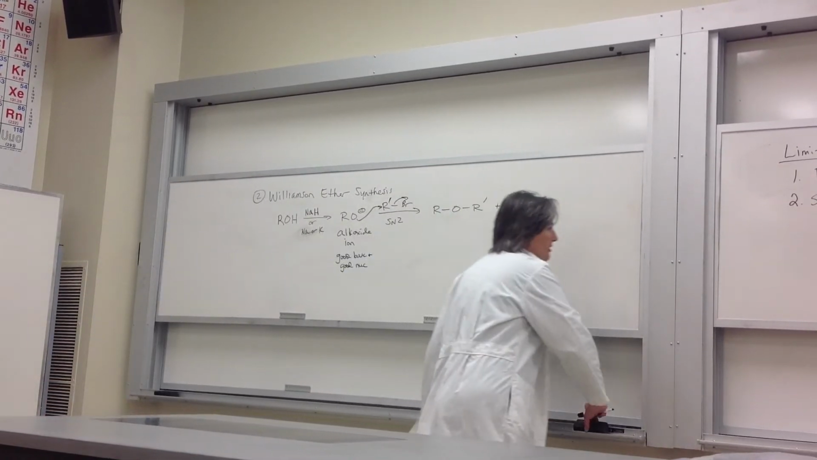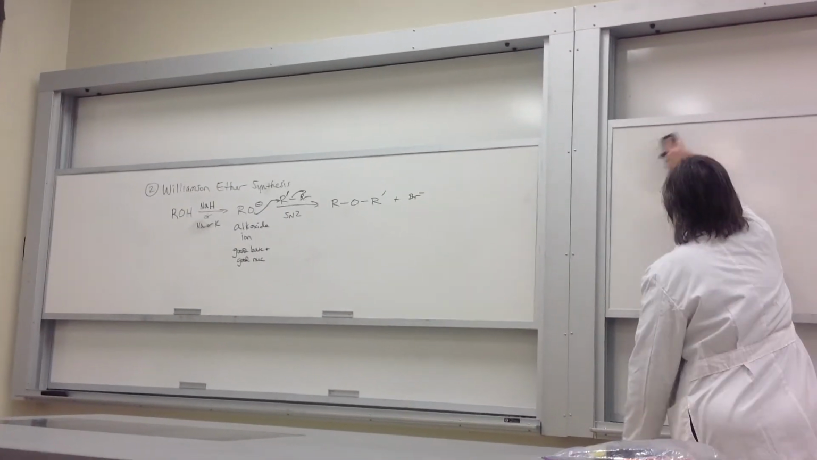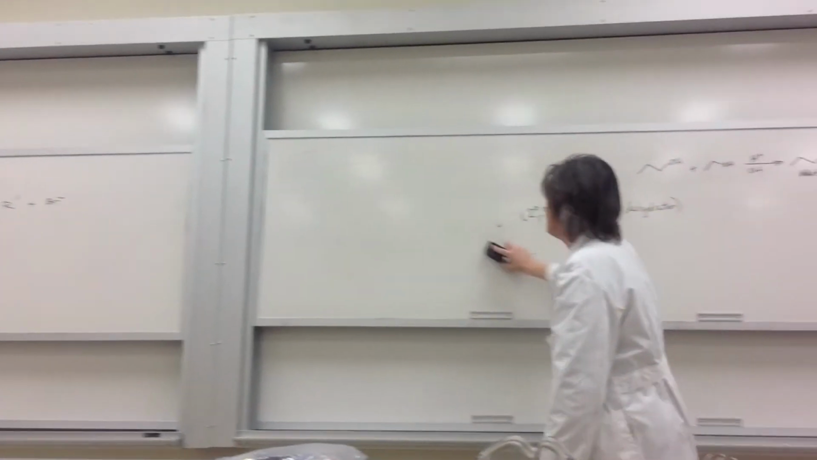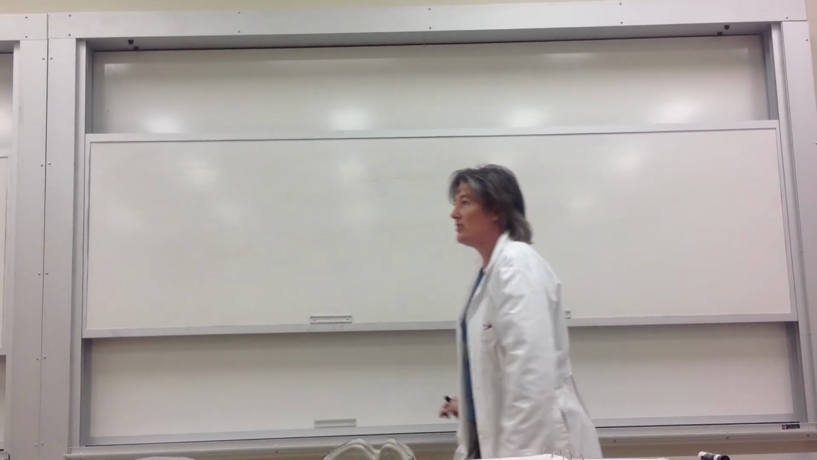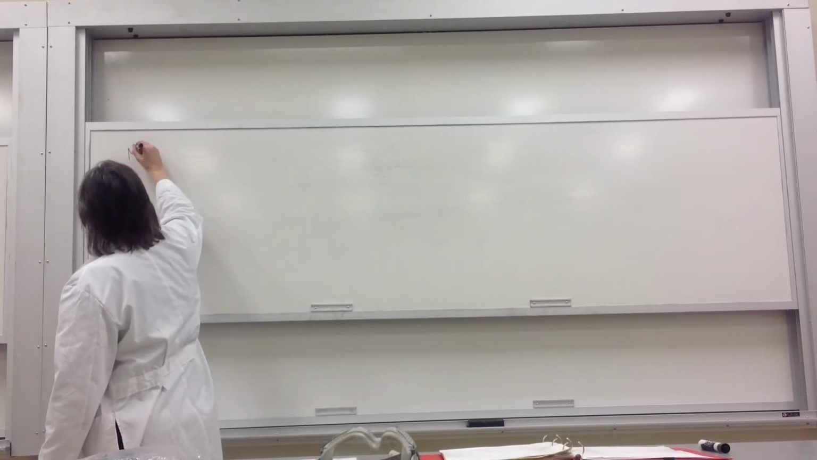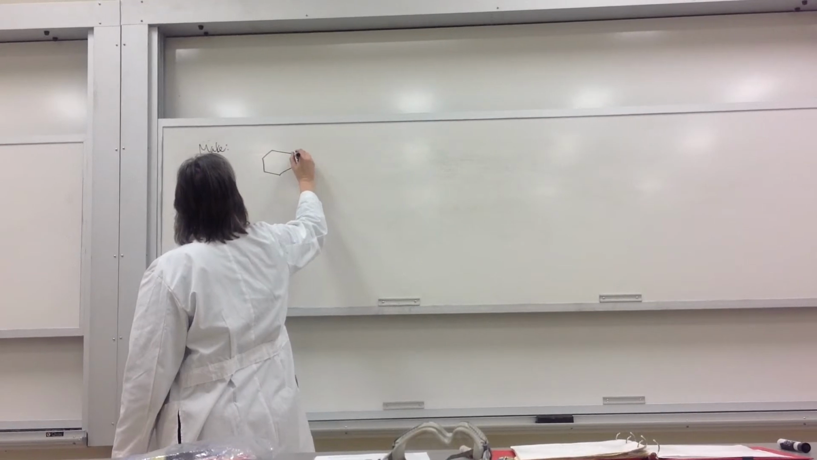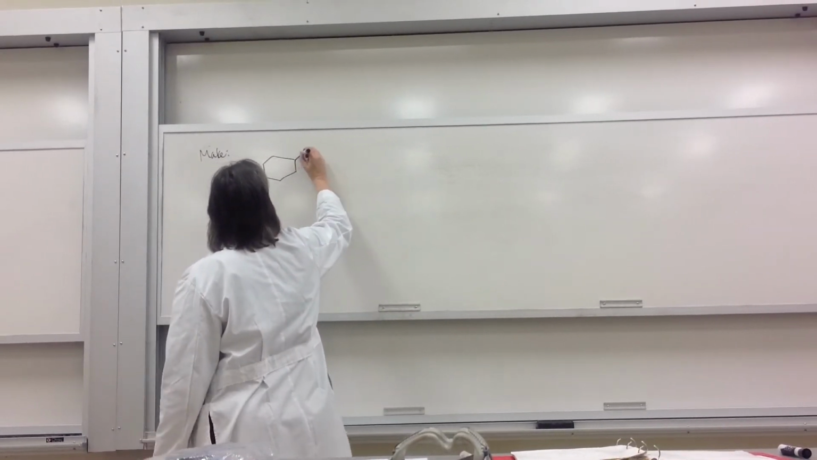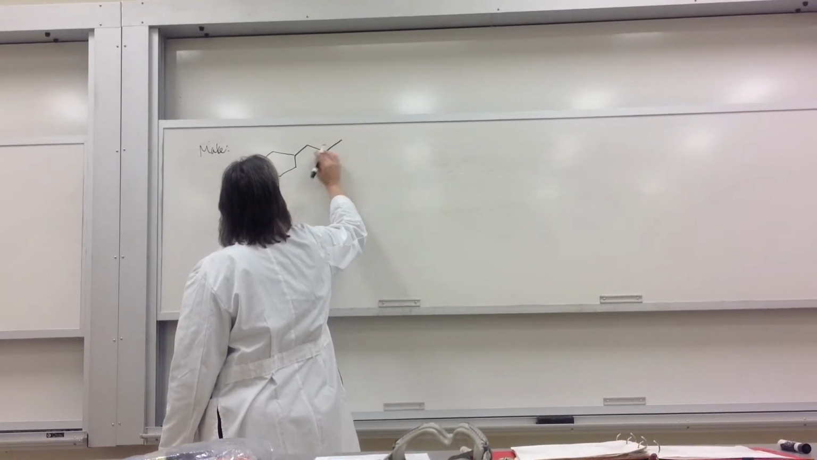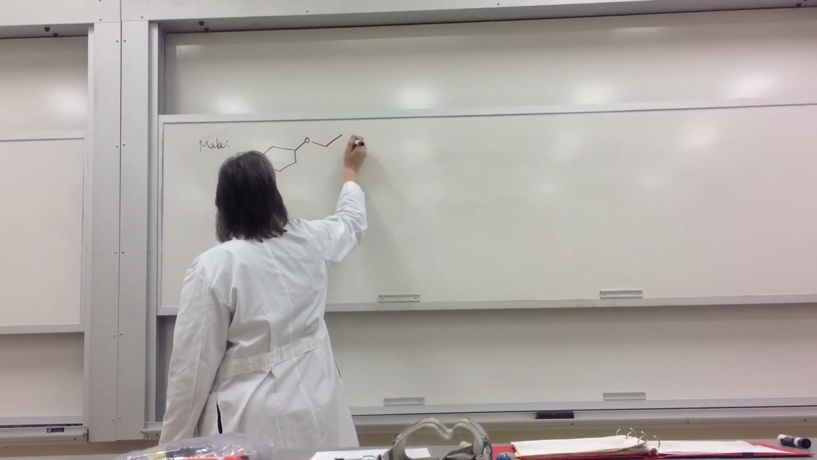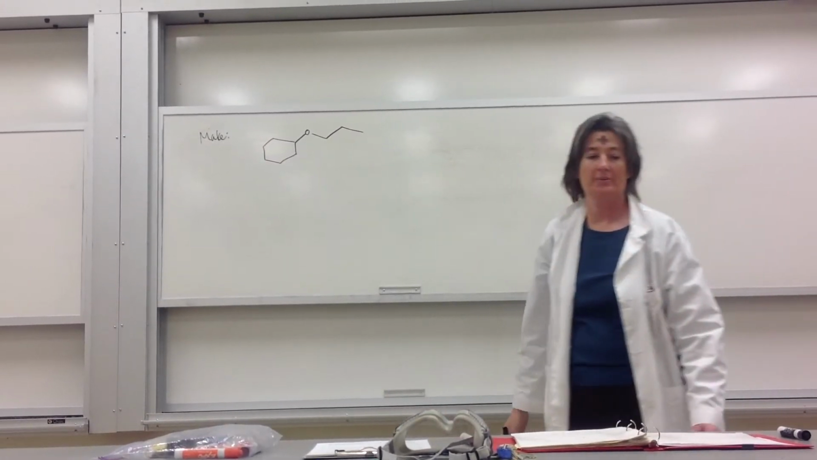Now let's do an example of how one of these works and talk about the choices you're going to have to make. You can't just do it without thinking. You have to actually sit and think about how you want to design it. So let's make this. And let's put an O here. And we'll go like that. I want to make that ether.